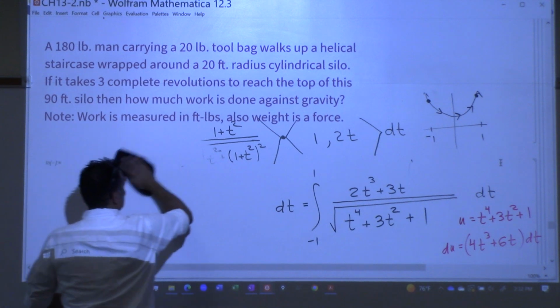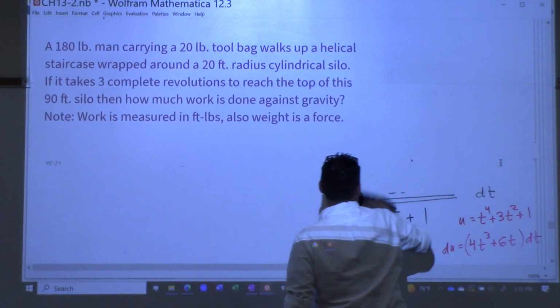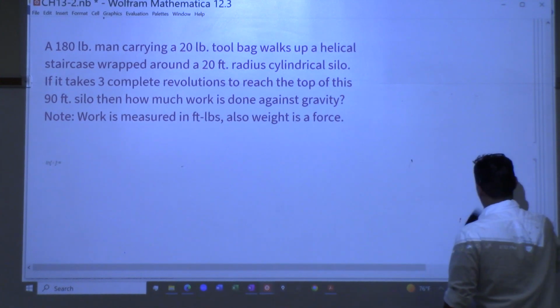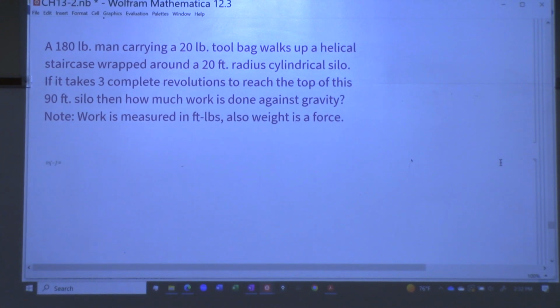All right, last one. A 180-pound man carrying a 20-pound tool bag walks up a helical staircase wrapped around a 20-foot radius cylindrical silo. If it takes 3 complete revolutions to reach the top of this 90-foot silo, then how much work is done against gravity? Note, work is measured in foot-pounds. Also, weight is a force.